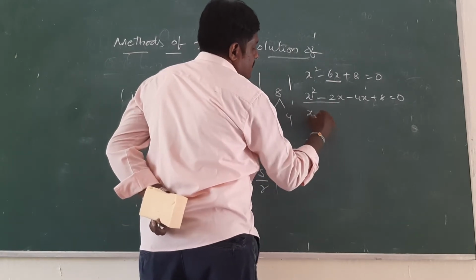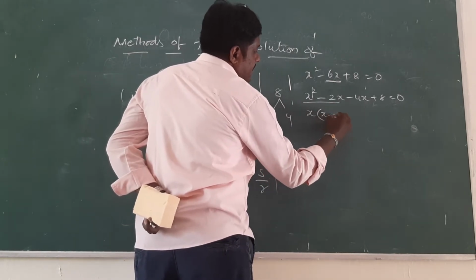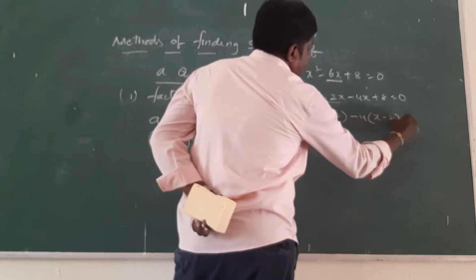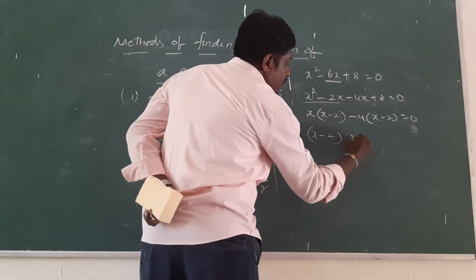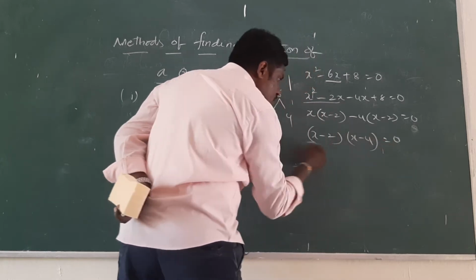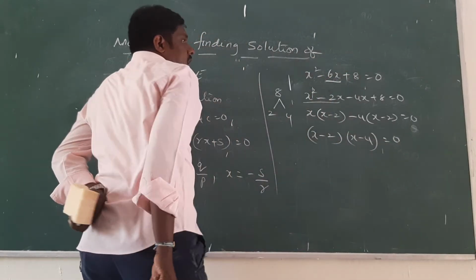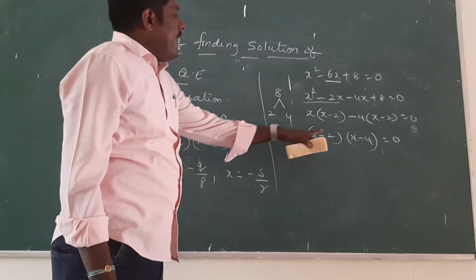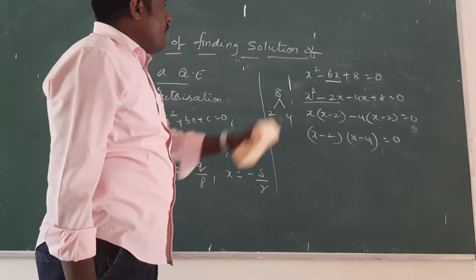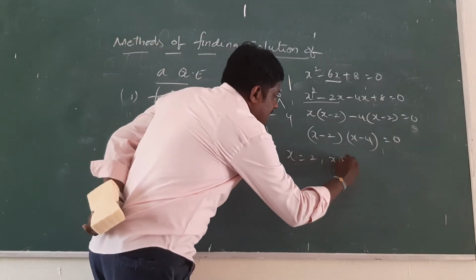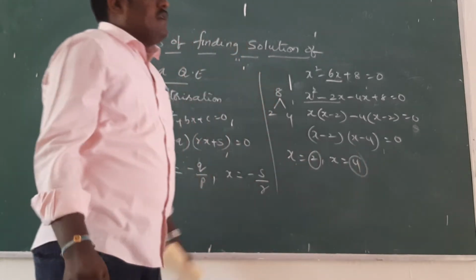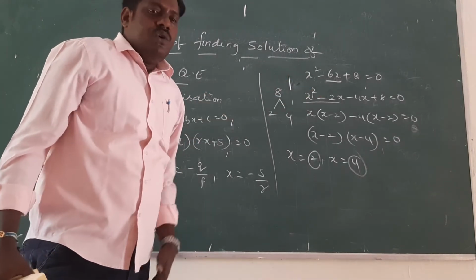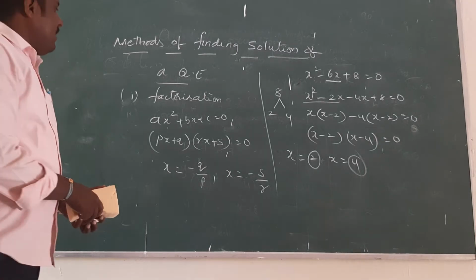From the first two terms, let us take x as common. The remaining factor is x minus 2. From the last two terms, take minus 4 as common. x minus 2 equal to 0. x minus 2 into x minus 4 equal to 0. These two are the factors of the given quadratic equation. x minus 2 is one factor. x minus 4 is the second factor. That's why x is equal to 2, x is equal to 4. 2 and 4 are the roots of the given quadratic equation x square minus 6x plus 8 equal to 0. This is the factorization method.